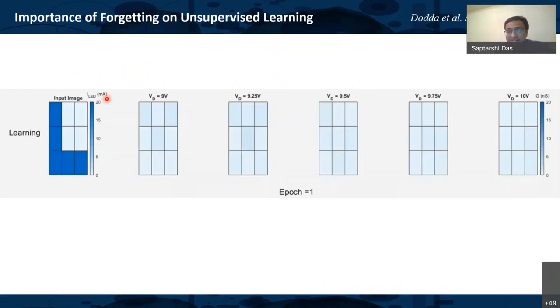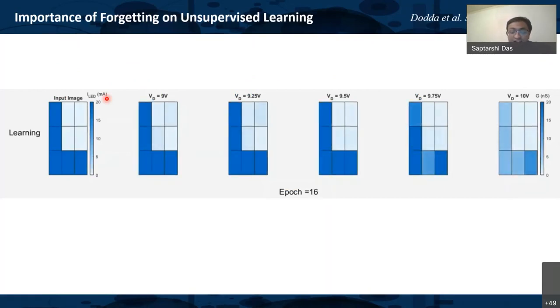The advantage of that is that, let's say, I could perform some kind of unsupervised learning. Here I'm trying to learn this letter L, and then you will see at some point this letter L will change to letter T. So new information comes. Now, typically, if I do not tell my sensor what to do, it will not learn this new information. But with the help of forgetting, if I enable that in my device, it can automatically learn new information.